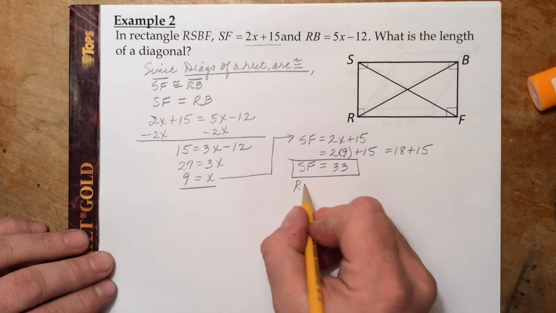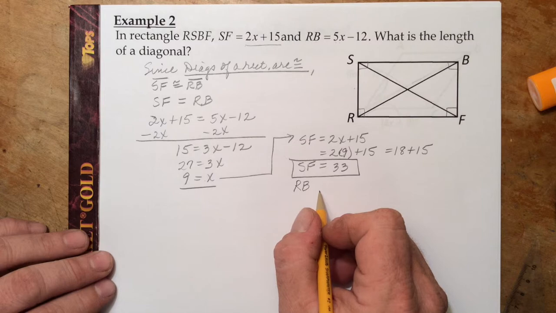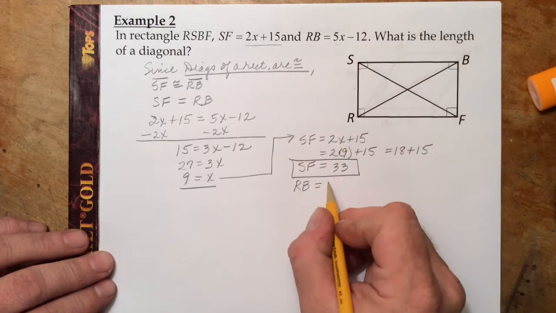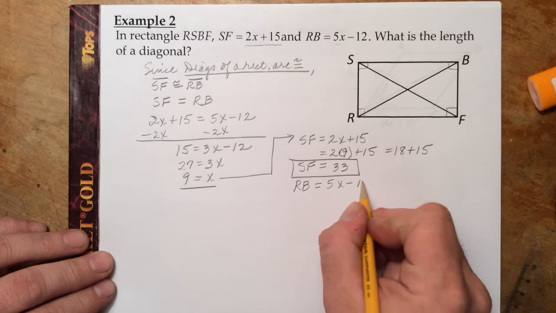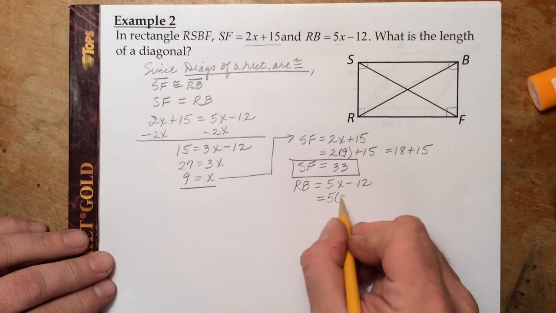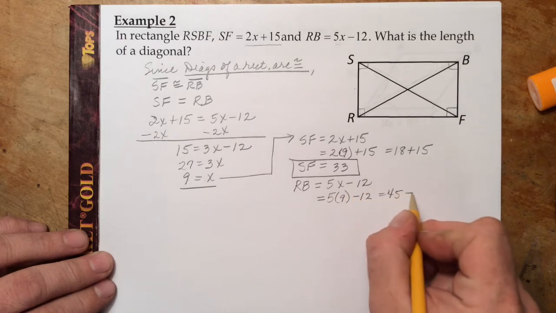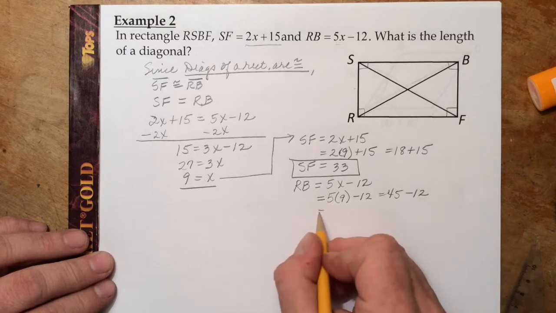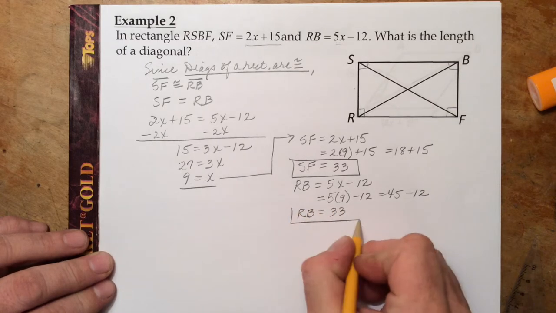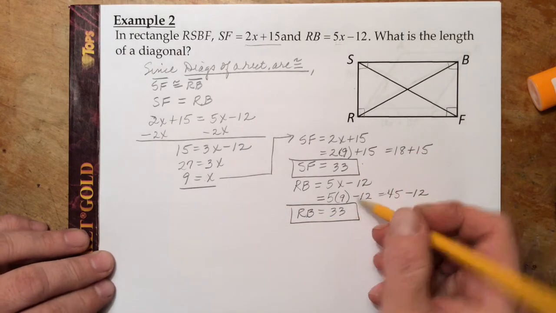And to check RB, it should be the same length because diagonals in a rectangle should be congruent, as we said. So to check it out, we use that expression, 5x minus 12. Substituting in x is 9, 5 times 9 minus 12 is 45 minus 12, and we do get 33 for RB. So the two diagonals, SF and RB, are 33. X was 9.